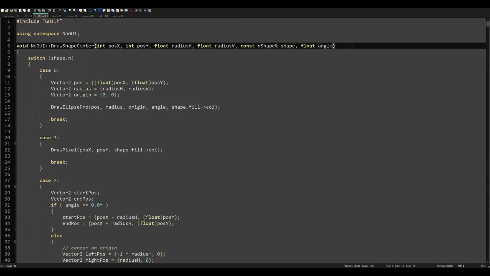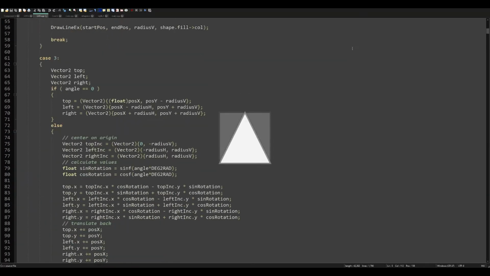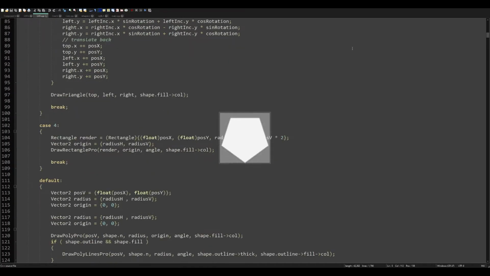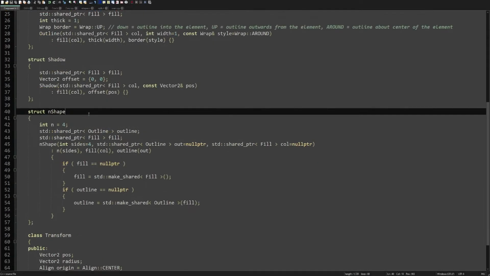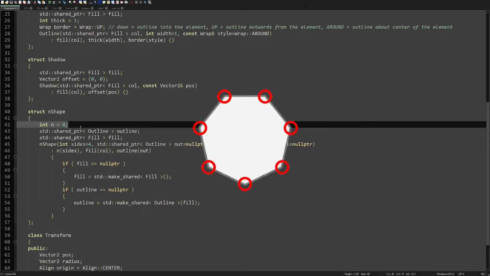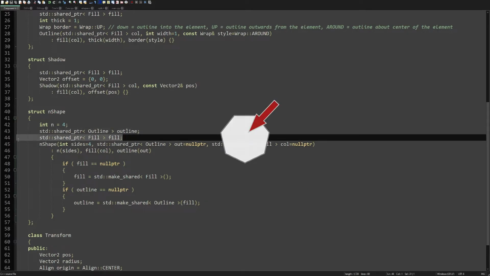octagons. To solve the first couple problems, I wrote a draw shape function that will draw either a circle, a point, a line, a triangle, a rectangle, or a polygon, depending on the number of vertices provided. Then I used my patented N-shape technology to define a shape as its number of vertices, a pointer to its outline, and a pointer to its color.